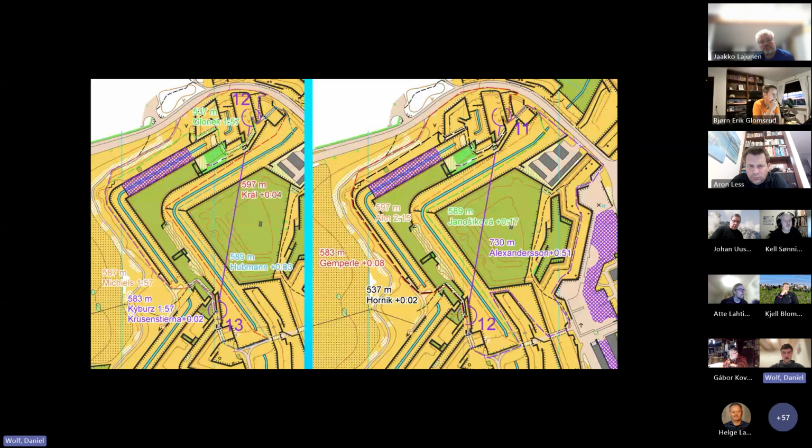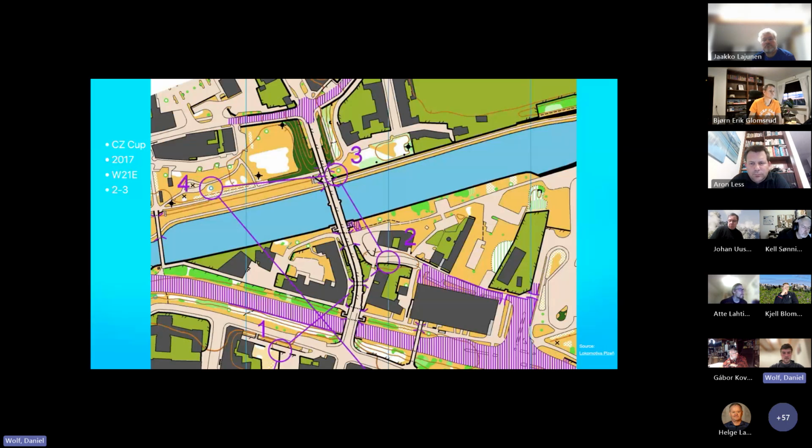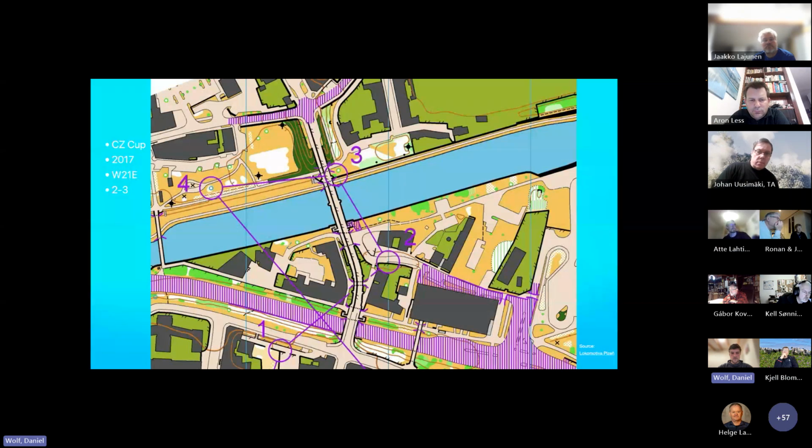Okay, I am now going towards the end because I know that we are a little bit behind the schedule. There are 2 examples I wanted to show you.